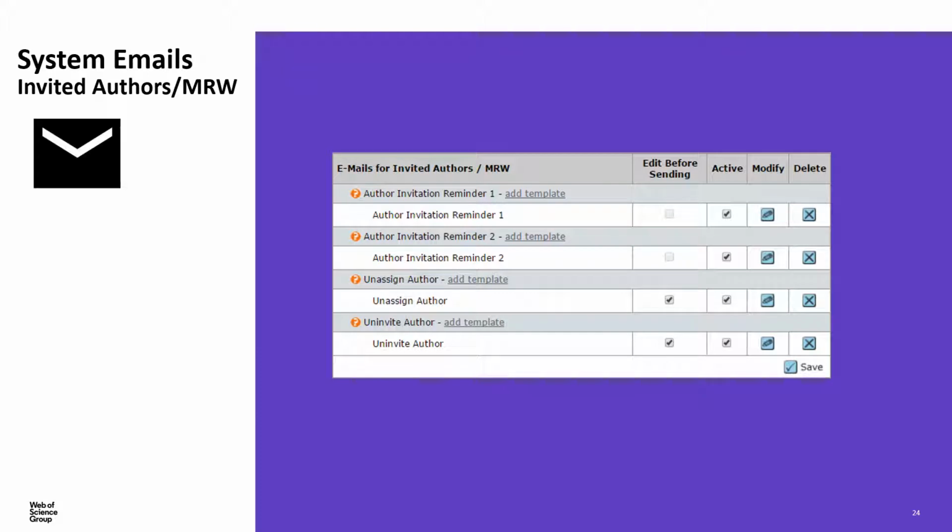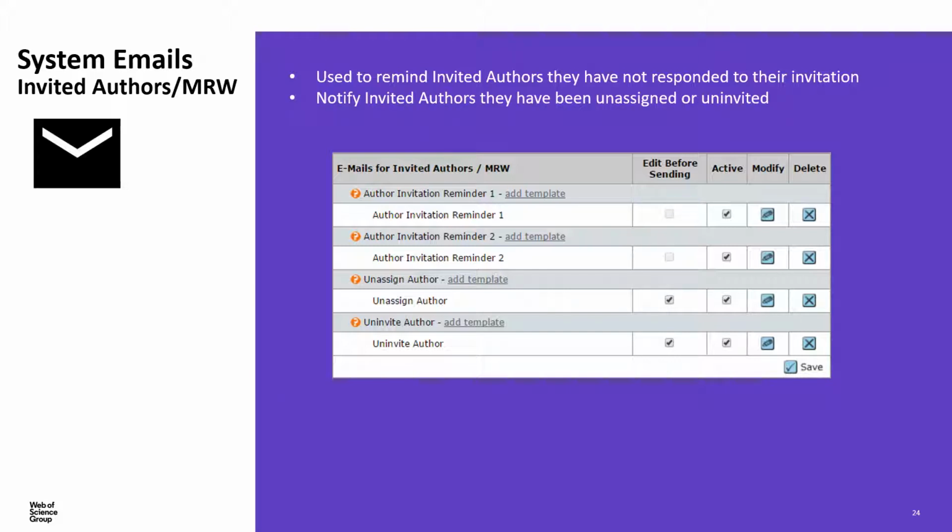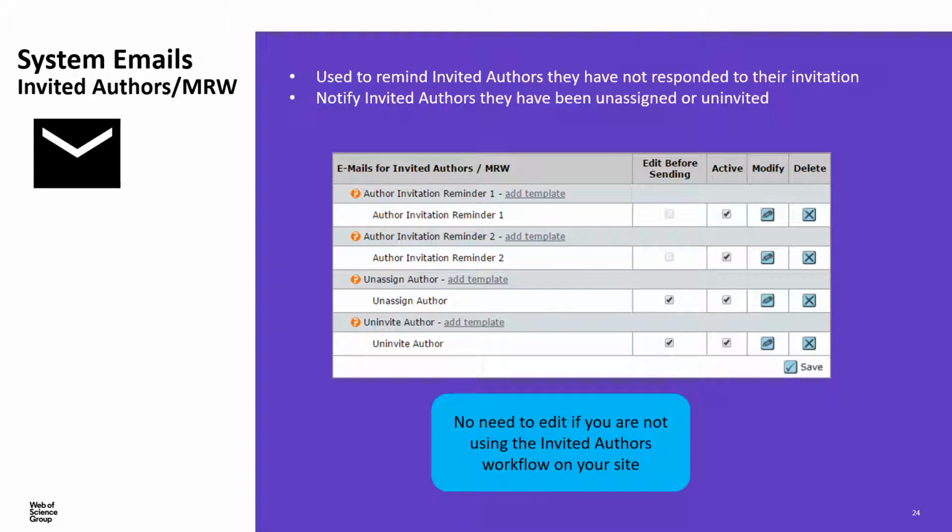System emails for invited authors, MRW, are used to remind authors they have not responded to their invitation. They are also used to notify authors that they have been unassigned or uninvited. You will not need to edit this section if you are not using the invited authors workflow on your site.